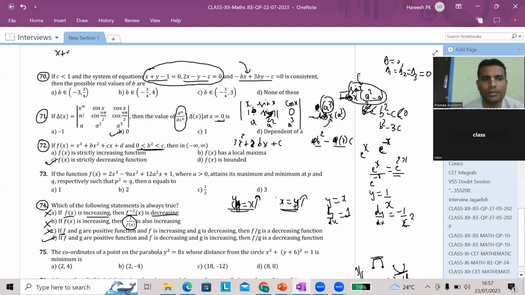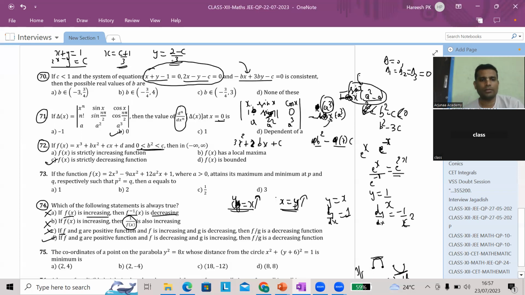Yes. So x plus y is 1. 2x minus y is c. If you add the two, what do you get x as? c plus 1 by 3. Correct? Yes, sir. So what is y? y will be 2 minus c by 3.